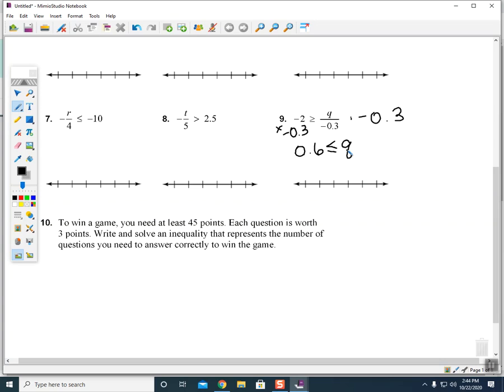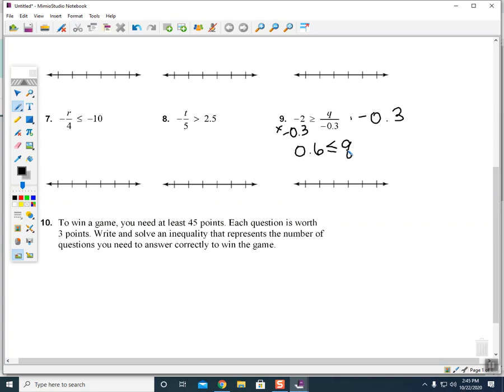Now, what might be kind of confusing about this, and we've talked about this before, is that we are used to seeing our variable on the left-hand side of our inequality, like number 8 has, right? We're used to seeing it on the left-hand side. And so at first, if I look at this solution, I might think to myself, well, q is less than or equal to 0.6, right? That's kind of what makes sense because I see a less than or equal to sign.